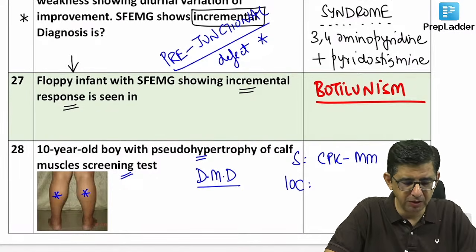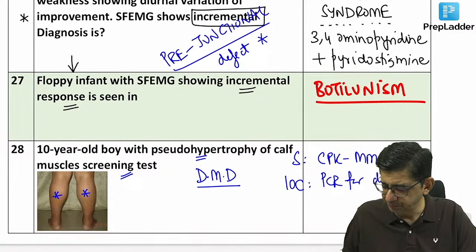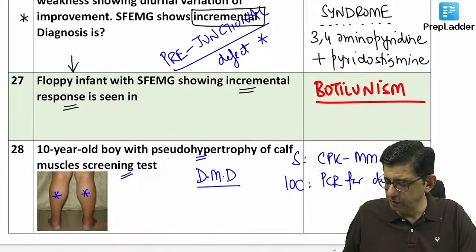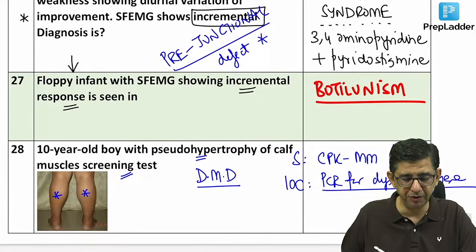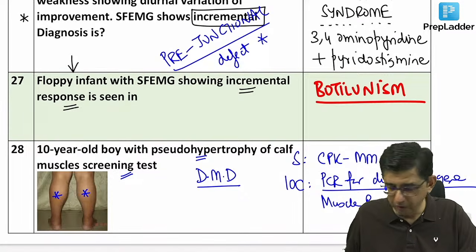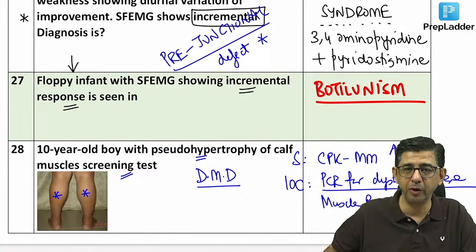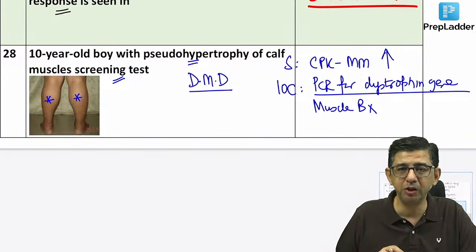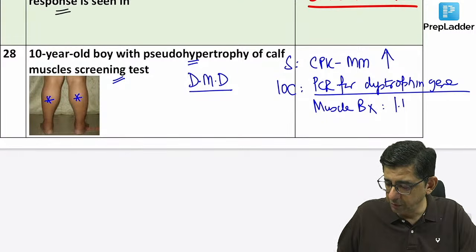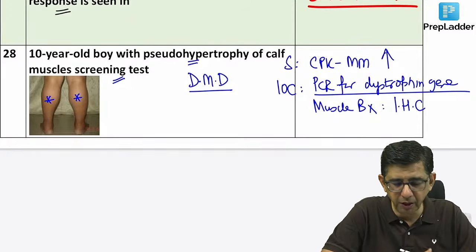IOC for diagnosis. The investigation of choice for this condition is a PCR for the dystrophin gene. Yes, we can now do PCR not only for infections but for genes also. Second best answer, which a couple of you are mentioning now, is muscle biopsy. Now let me know, what specific test would be done on the muscle biopsy specimen? Your answer would be immunohistochemical staining, that is IHC.